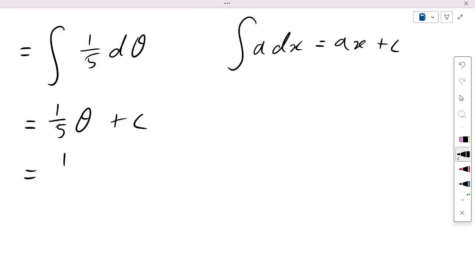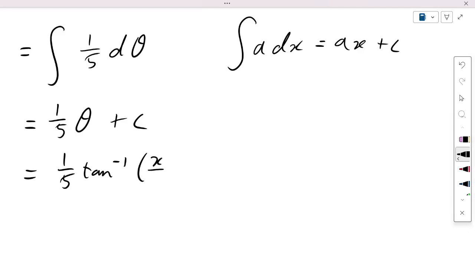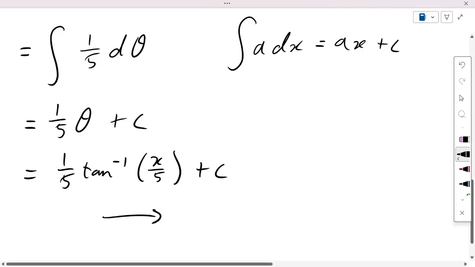So it's going to be equal to 1 over 5, and then we're replacing theta with arctan of x over 5, and then we have plus c. And that is the answer for number 1. And this was a little bit of an introduction to the first substitution method for trigonometry. Then the next 2 questions, we're going to increase the difficulty a little bit.